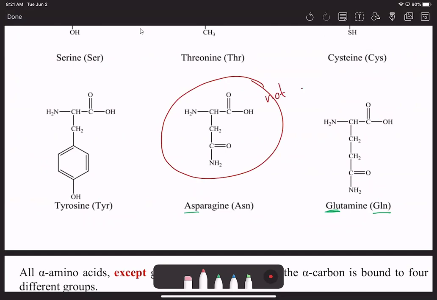This is not a Fischer projection, so I can't determine if this is D or L, because all of them have this amine group on the left-hand side, but it doesn't matter, because it's not a proper Fischer projection. Remember, our Fischer projections are just these bare bones horizontal and vertical lines that help us determine whether it's the D or L isomer.